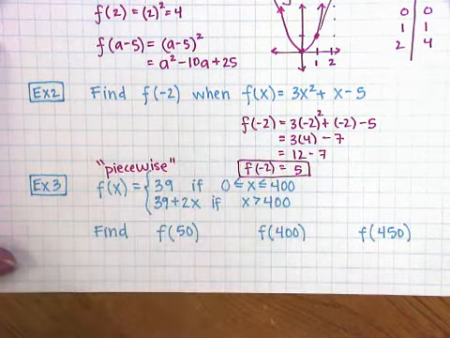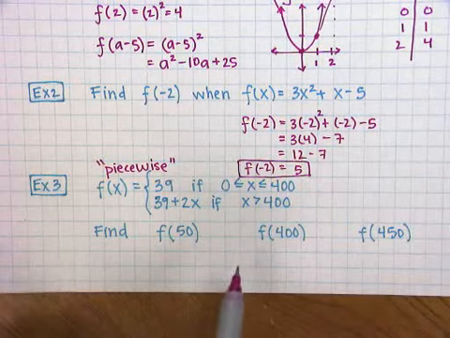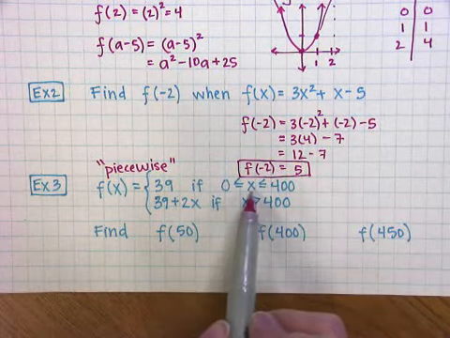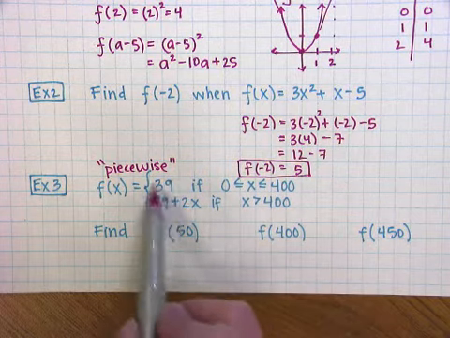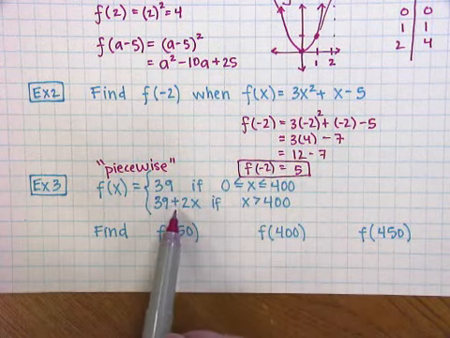Make sure you get that in your notes, please. A piecewise function is basically a function that's split into 2 or more parts. So it's giving you directions over here. When it says if x is between 0 and 400, we're going to do this. And if x is bigger than 400, we're going to use this part of the function.